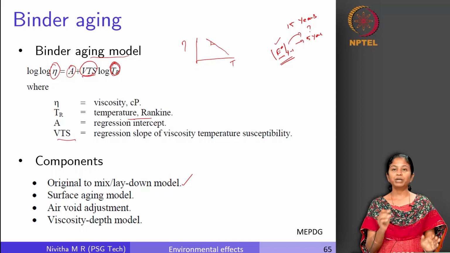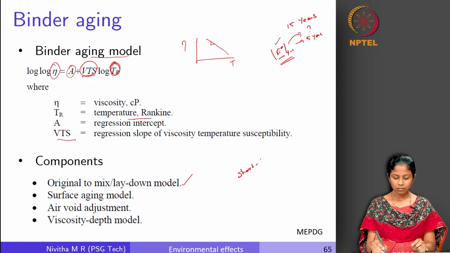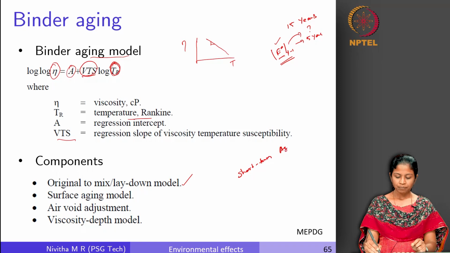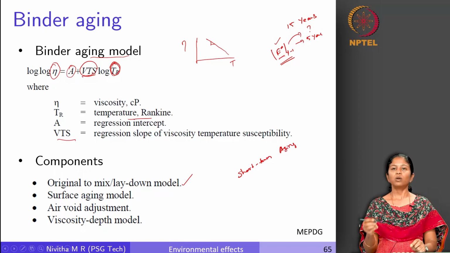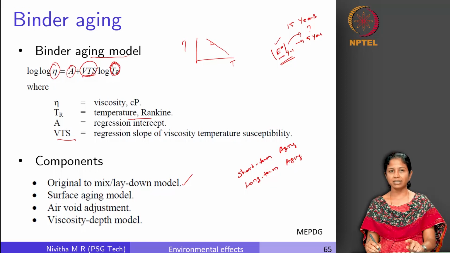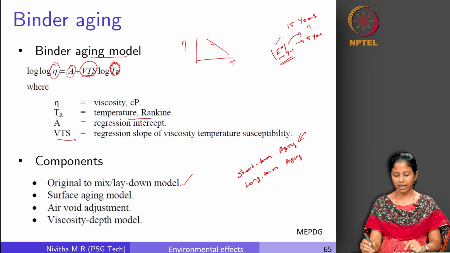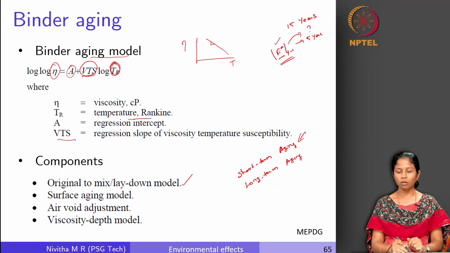Now between the mixing and the laying process, since it is at a higher temperature, there is some increase in stiffness of the material that we call short term aging, and once it is laid, it is going to experience the environmental effects as discussed earlier, and that is called long term aging. So, this binder aging model has different components to take into account this short term aging or the mix lay down model.